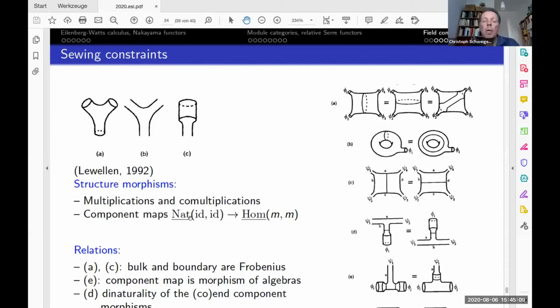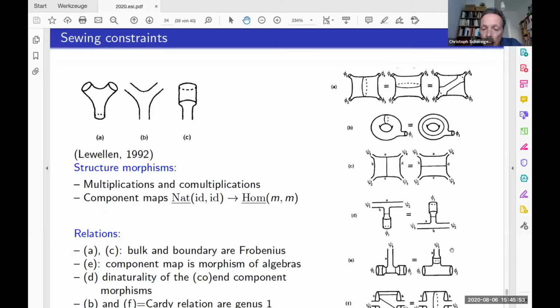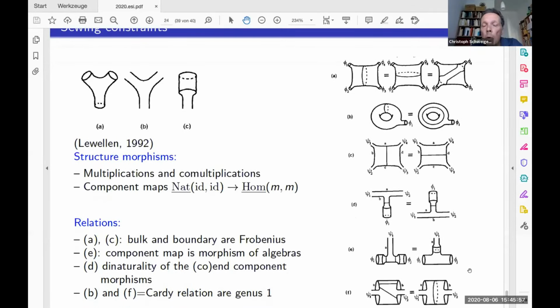But that's quite easy to understand because the vertical composition of natural transformations is defined component-wise, and it turns out that this holds for these internalized natural transformations as well. So E is very automatic. And the same applies also to D. If you see here, you have boundary conditions A and B, and their roles are exchanged. And actually, that's a consequence of the fact that our end or co-end enjoy dinaturality properties. Admittedly, B and the last thing, F, the so-called Cardy constraint, are more complicated. They don't follow from what I said. That's still an open problem.